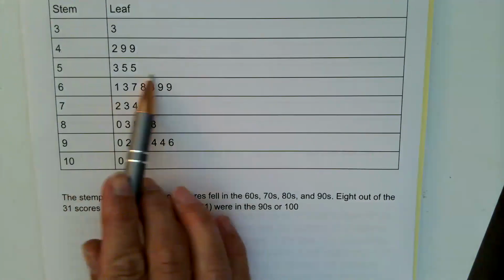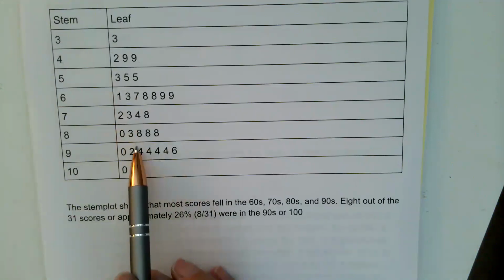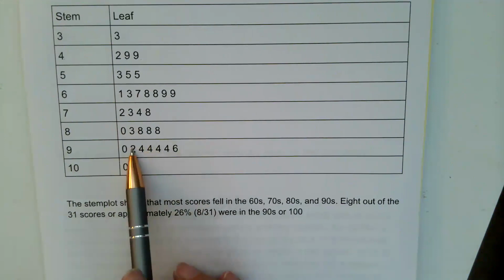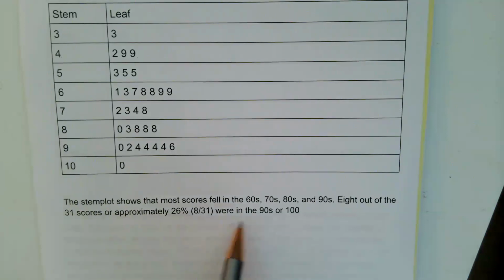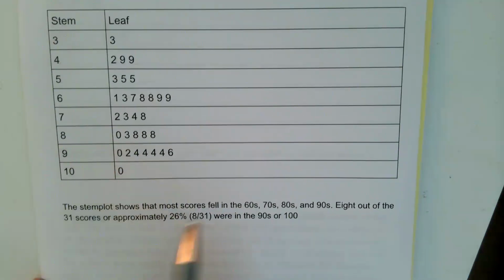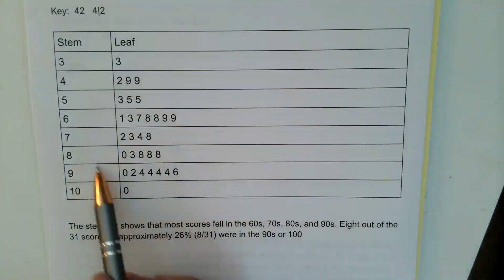You can see that here. Some in the 70s and 80s. And then again, there's quite a few in the 90s. 8 out of the 31 scores, approximately 26% of them, were in the 90s or 100. So students scored fairly well.